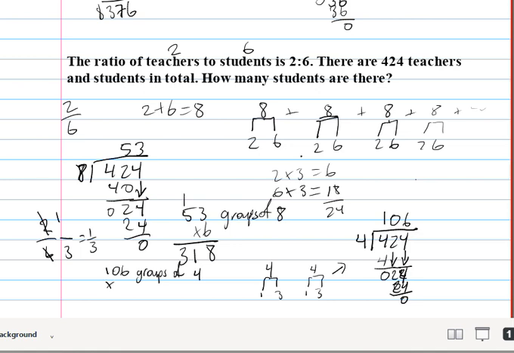And I want to figure out how many students. 106 times 3. 3 times 6, 18. 1, 3 times 0, 0, 1. 3 times 3 is 3. So we still end up with the same answer here whether I reduce the fraction or not. So maybe reducing it might make the problem easier, or it may not, but you still end up with the same answer.